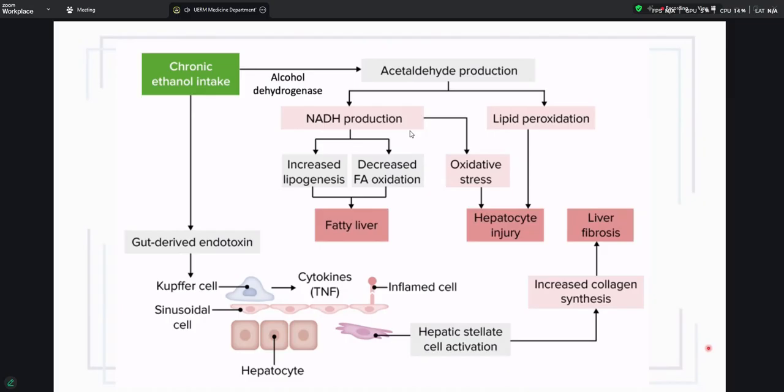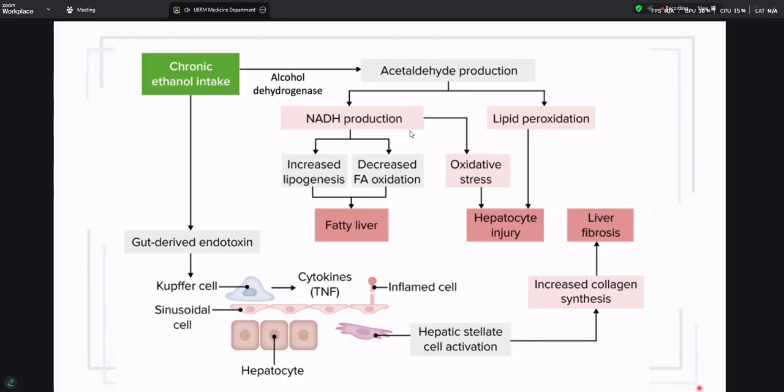And the reactive oxygen species, along with acetaldehyde, also react with cell membranes, leading to lipid peroxidation, which damages the hepatocytes further. Now, when the hepatocytes are injured, damaged hepatocytes release cytokines and attract inflammatory cells, so there will be more inflammation and more cell injury. And aside from this, there is Kupffer cell activation. They are activated by gut-derived endotoxins from increased gut permeability caused by alcohol. And when the Kupffer cells are activated, they release cytokines like tumor necrosis factor and cause further liver injury.